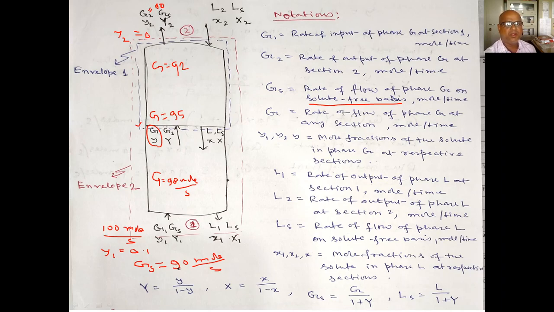Air flow rate will not change because air is non-diffusing, it will not diffuse from G phase. So these 90 moles per second will not change. So this is constant. So along this length GS is constant. Only thing is the ammonia is changing, that's why G will keep changing, because ammonia is transferring. So this is the constant term.